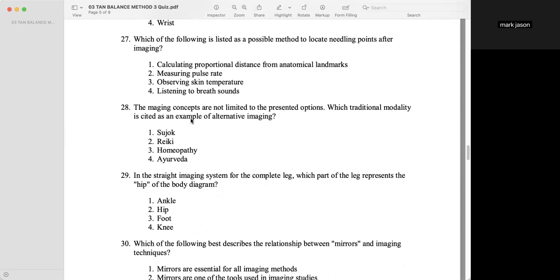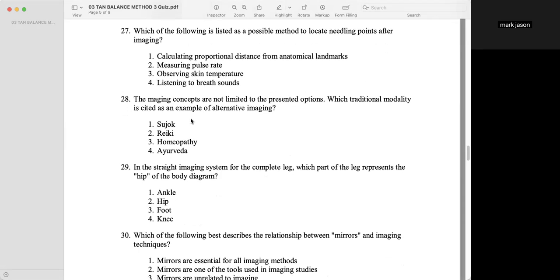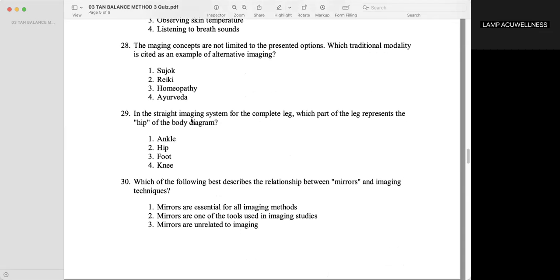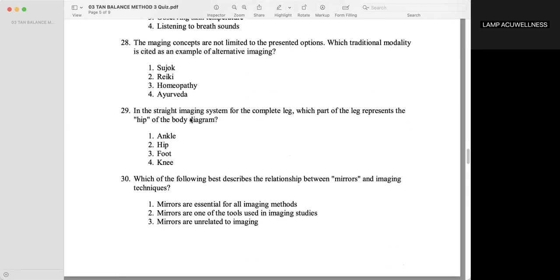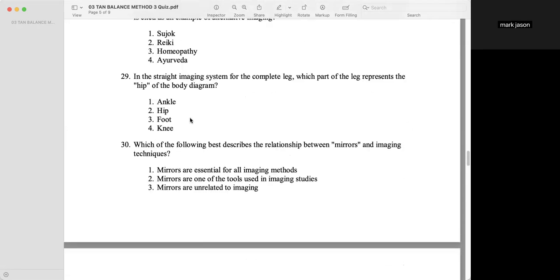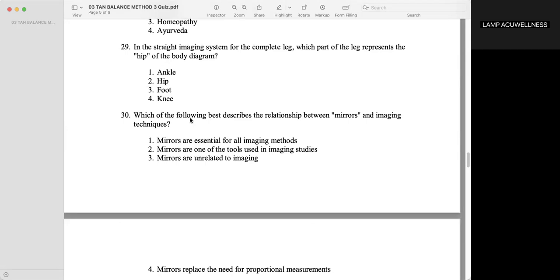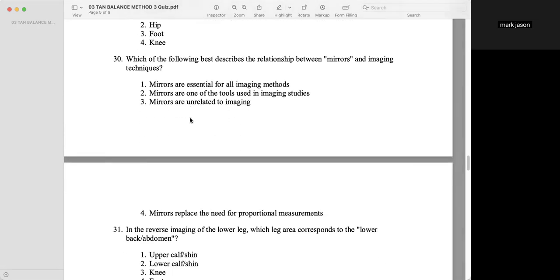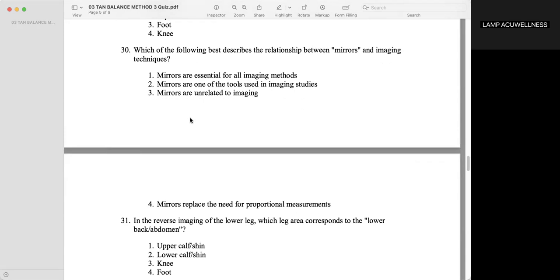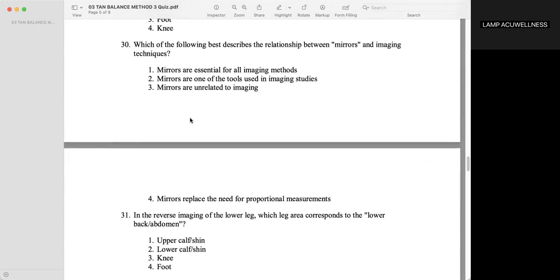Calculating for proportional distance from anatomical landmarks. The imaging concepts are not limited to the presented options. Which traditional modality is cited as an example of alternative imaging? In the straight imaging system for the complete leg, which part of the leg represents the hip of the body diagram? Which of the following best describes the relationship between mirrors and imaging techniques?